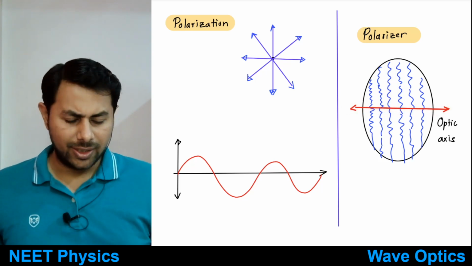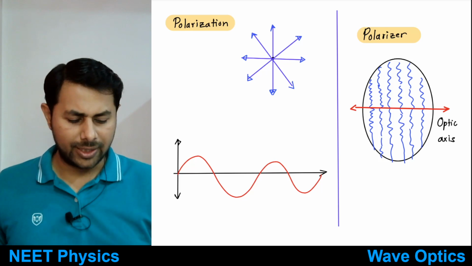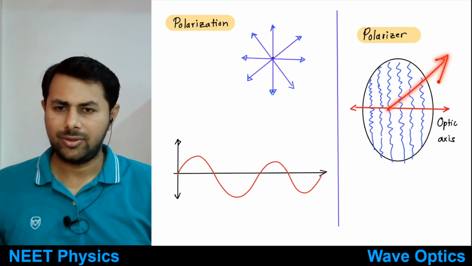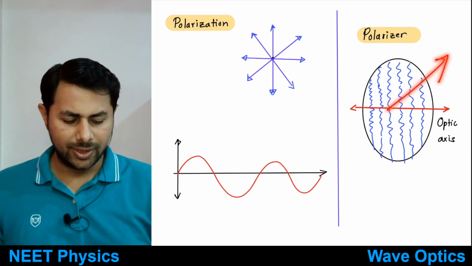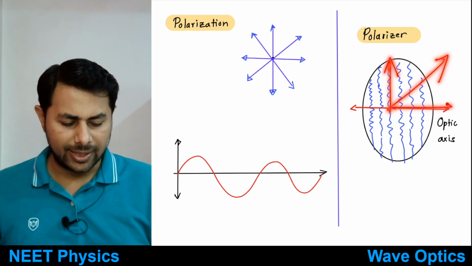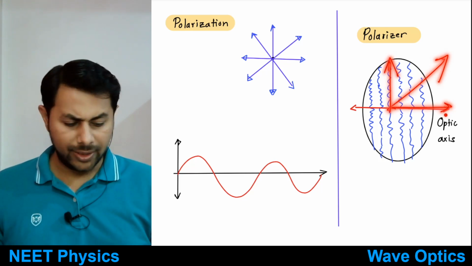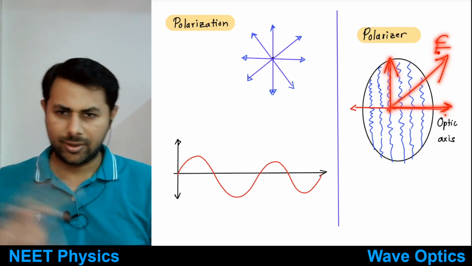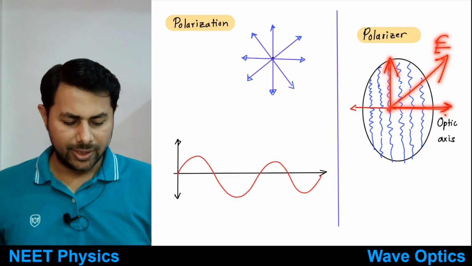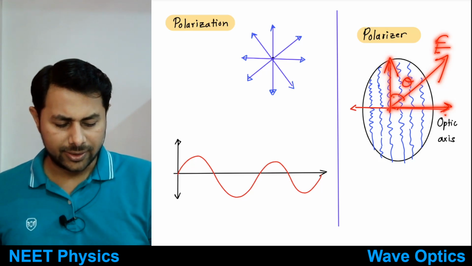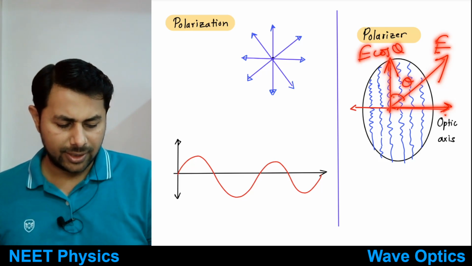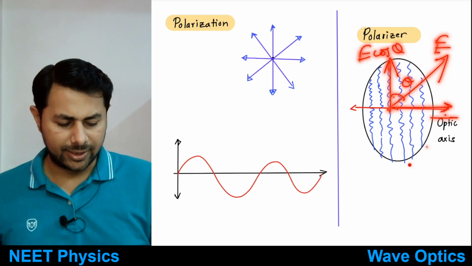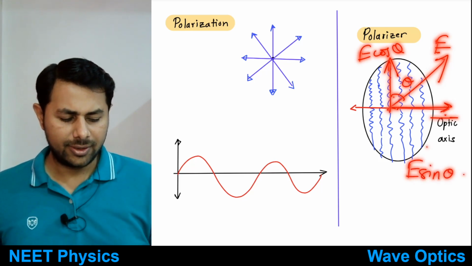Are you getting this? Suppose the electric field is in this direction. You can resolve it along two directions, one like this, one like this. So what happens there? This electric field you can resolve along two components. Let's say this angle is theta, so this would be E cos theta, and this is E sin theta.